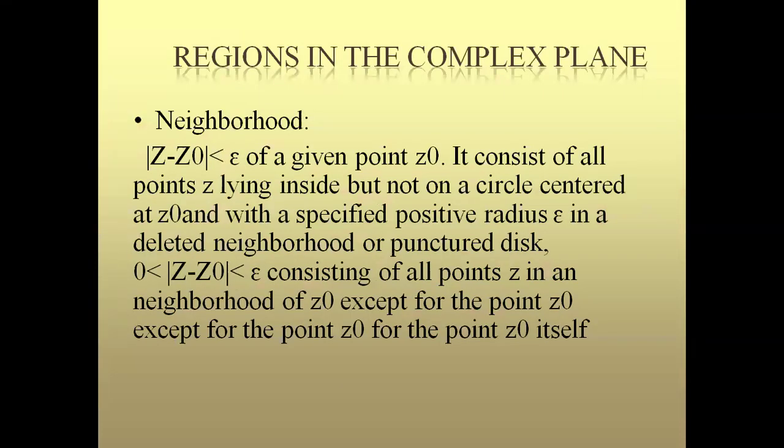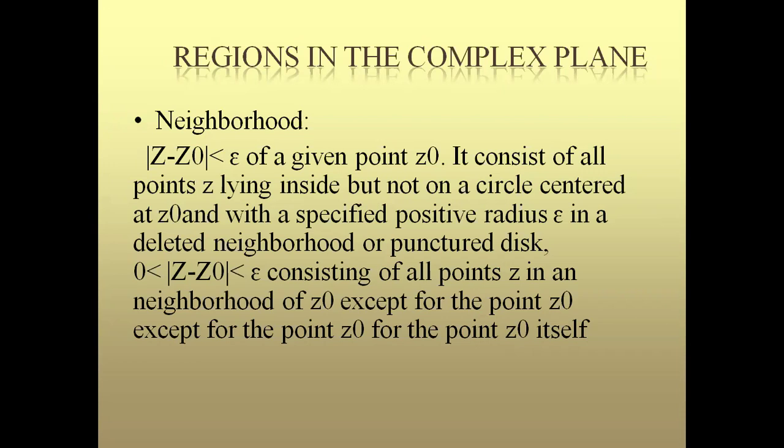Next, we see the regions in the complex plane. In that topic, we see the neighborhood definition. What is a neighborhood? It is a particular distance around a point. z is one of the points within a particular distance of that point, like z1, z2, z3, neighboring points. The particular distance means modulus of z minus z naught is less than epsilon. That epsilon distance, a very small distance around the point, is called a neighborhood.